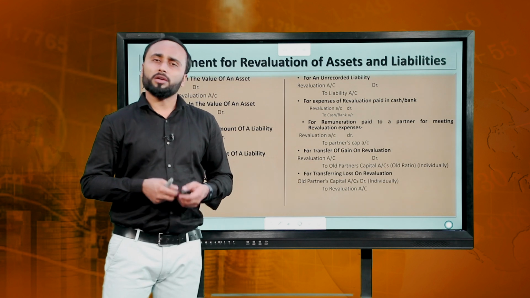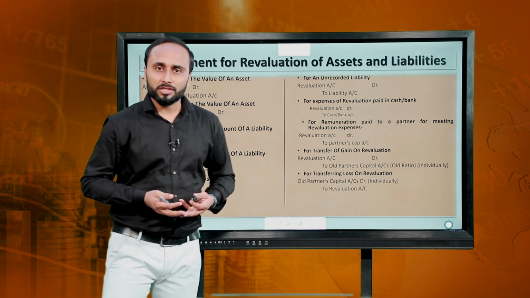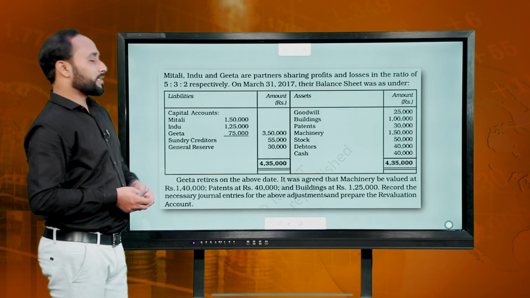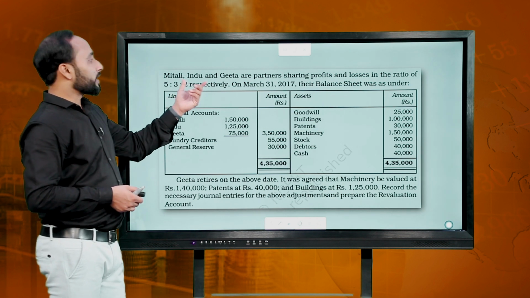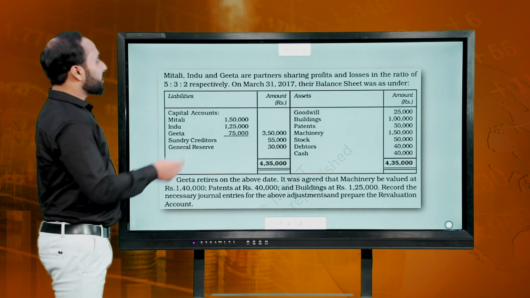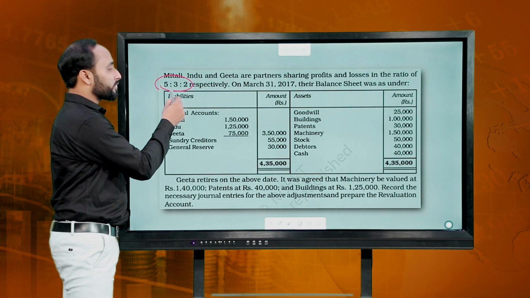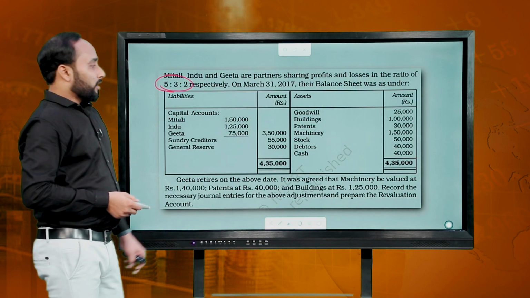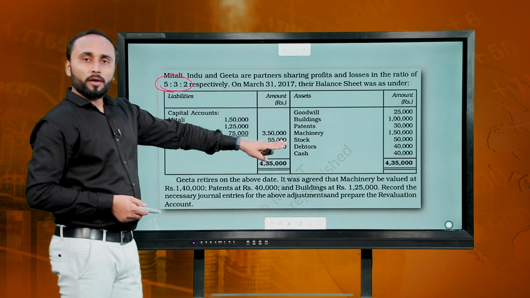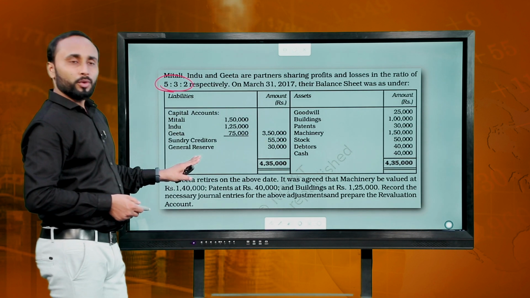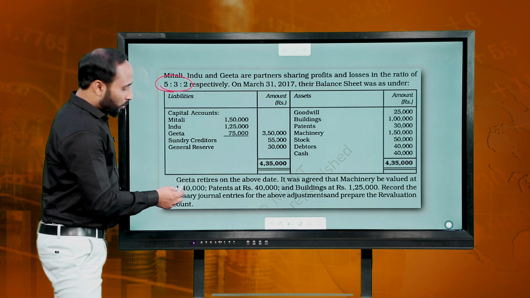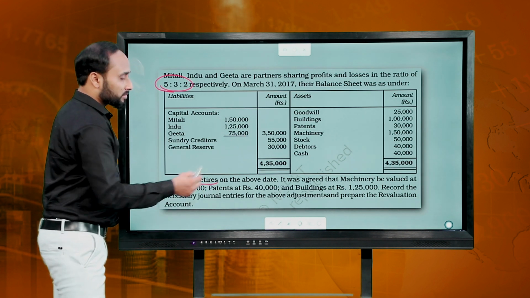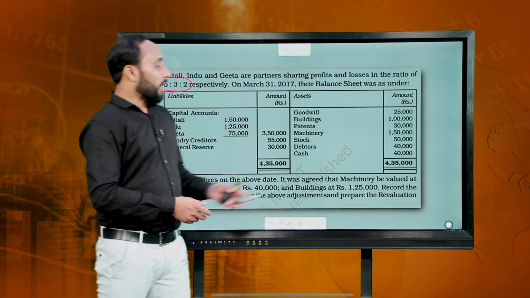Let us strengthen our understanding with the help of an example. In this question, Mitali, Indu and Geeta are partners. They are sharing their profits and losses in the ratio of 5:3:2. We have these assets, we have these liabilities here. You can take a look at them. What happens in the question is that Geeta retires and it was agreed.